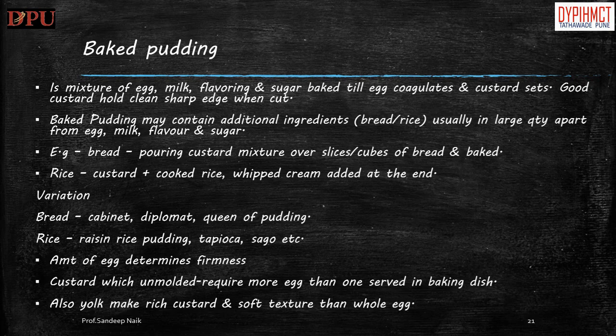Rice pudding is made with custard and cooked rice, with whipped cream added at the end. Example, raisin rice pudding etc. The amount of egg determines firmness. Custard which needs to be unmolded requires more egg than one served in a baking dish. Also, yolk makes a richer custard and softer texture than whole egg.